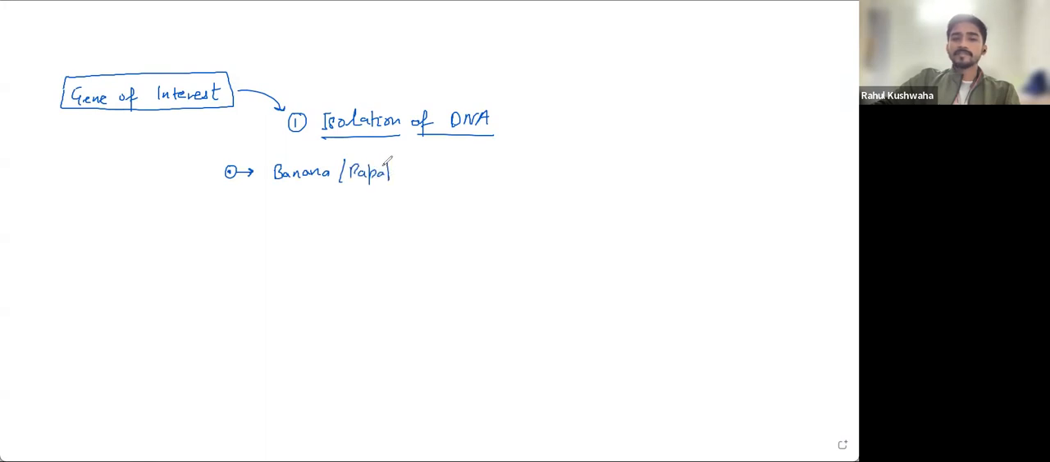So banana or papaya, then you mesh it. Smash the fruit. Why are we meshing it up? So that the cells get separated. Cells get separated, and in the process cells also can get damaged and open up, right? We want to break the cell open. Yes, so that we can get the DNA out of it.